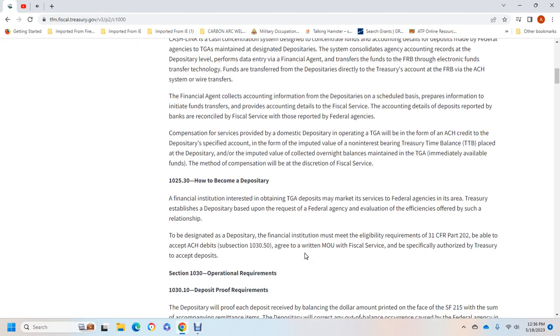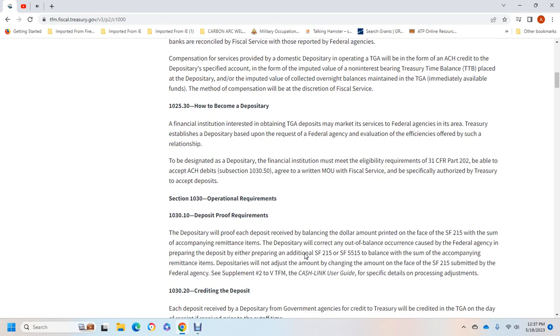How to become a depository: an initial interest in obtaining Treasury General Account deposits may market its services to the federal agency. The Treasury itself designates a depository based upon the request of the federal agency, if valuation and efficiency are offered, for the relationship to be designated as a depository. The financial institution must meet the eligibility requirements of Title 31 CFR 202, be able to accept automated clearinghouse debits, and agree with the memorandum of understanding with official services, specifically authorized by Treasury to accept deposits.